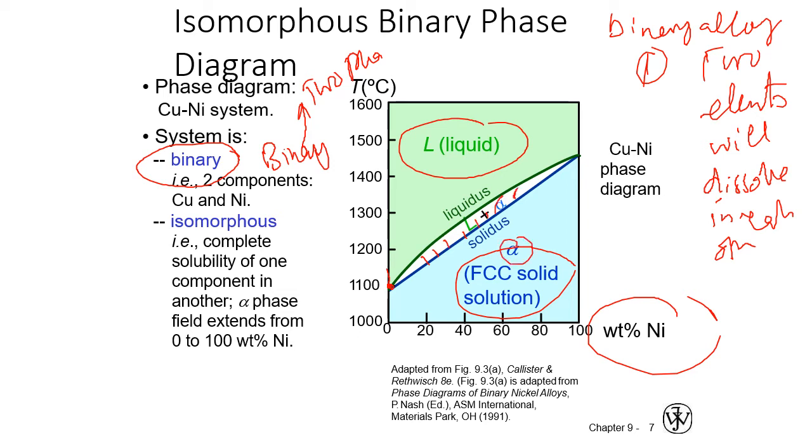So alpha is basically a solid which has FCC structure, right? And let me remind you that FCC looks like this. It has one element in the phase. And we see that it is isomorphous, so you will see that the nickel and the copper are completely dissolved. So the alpha phase extends from 0 to 100% nickel, right?